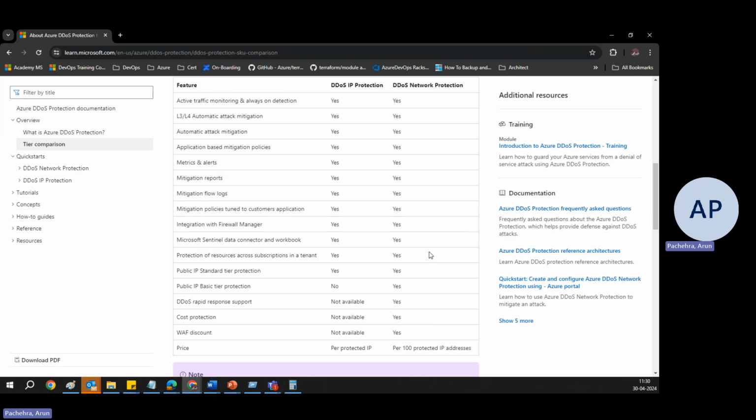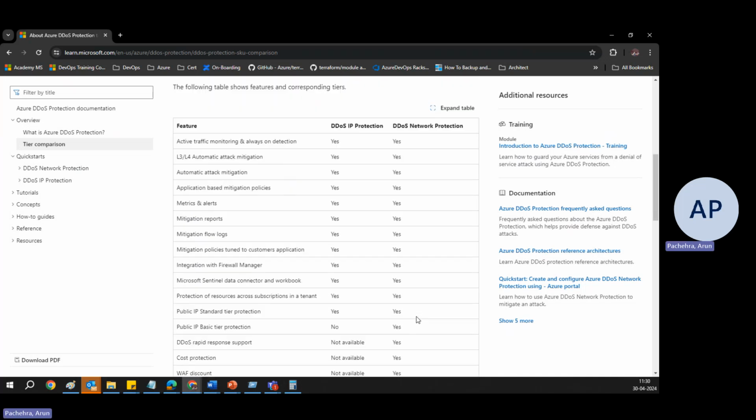Network protection has more features. Till here, they have all the same features that we talked about, like public IP standard tier protection for both. But the basic is with, because we used to have basic as well. We still have basic, but earlier there was no standard, only the basic IP. So if you're still using basic IPs, then you need to protect it because DDoS affects the publicly exposed endpoints. Then you need to have network protection.